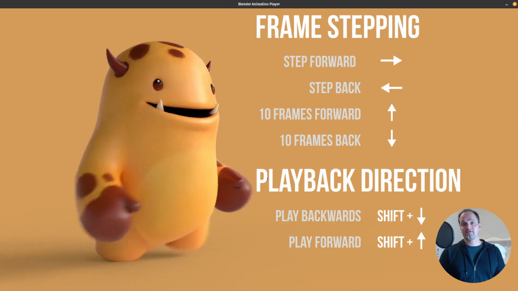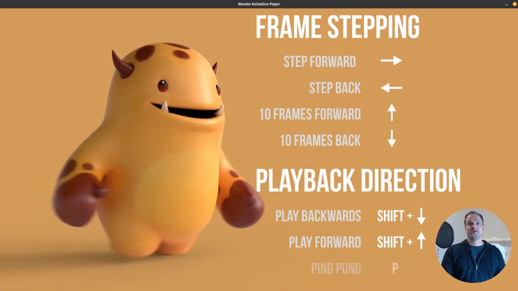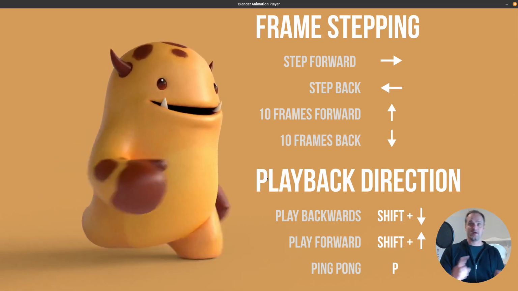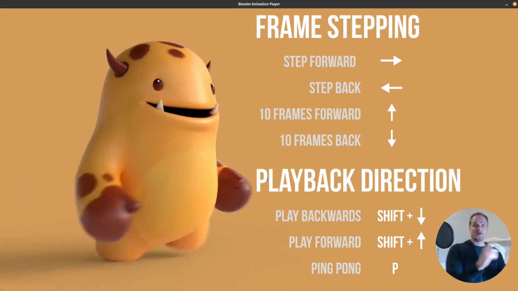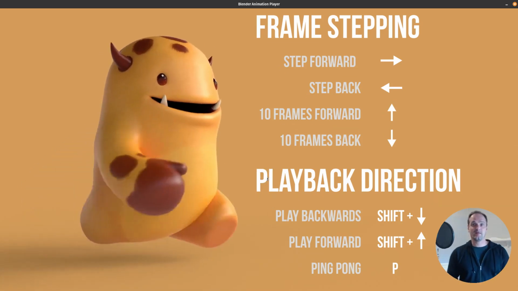Now did you know you can play your animation backwards with Shift down? Whoa, look at him, he's running backwards. If you push the P key, it will ping pong. It'll go to the end and go to the start. Go to the end, go to the start. Whoa, I'm a ping pong.